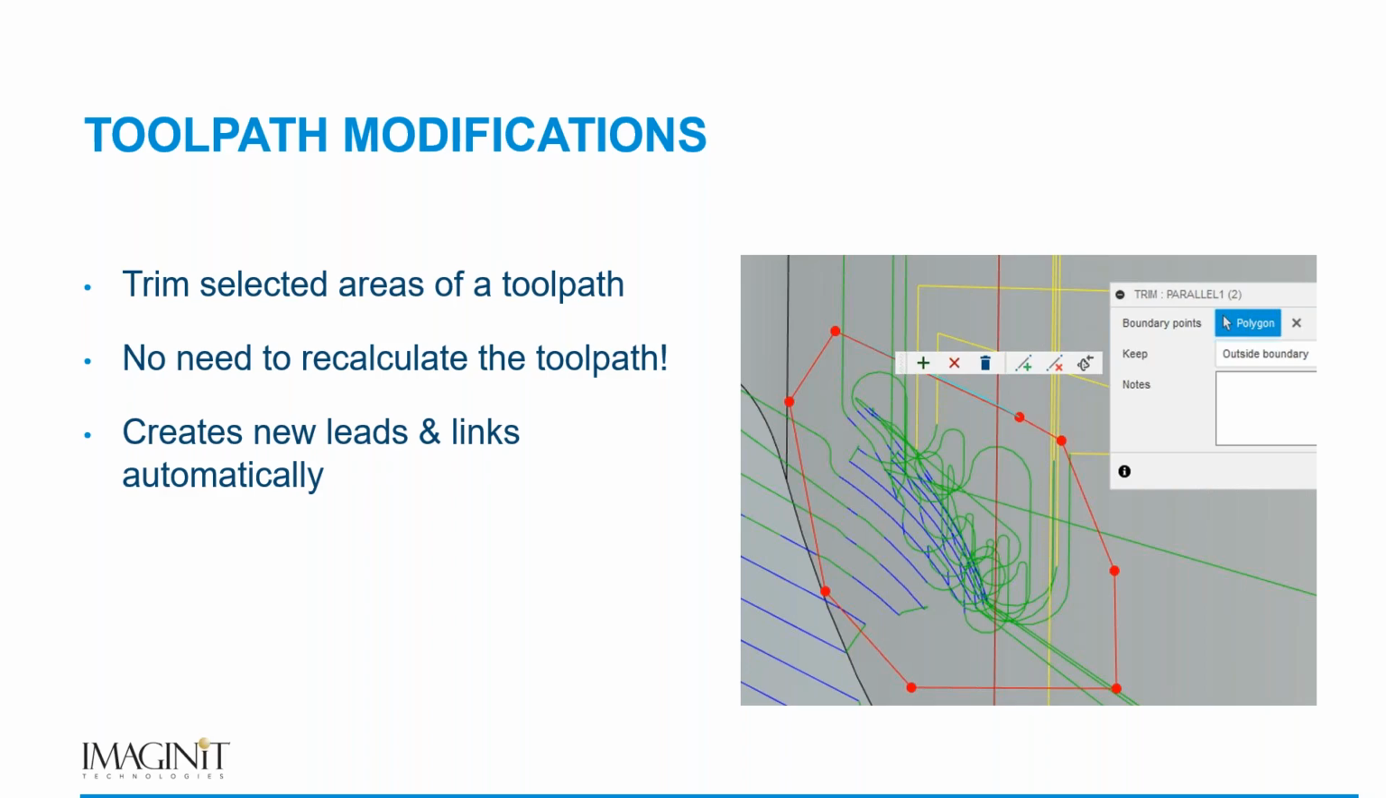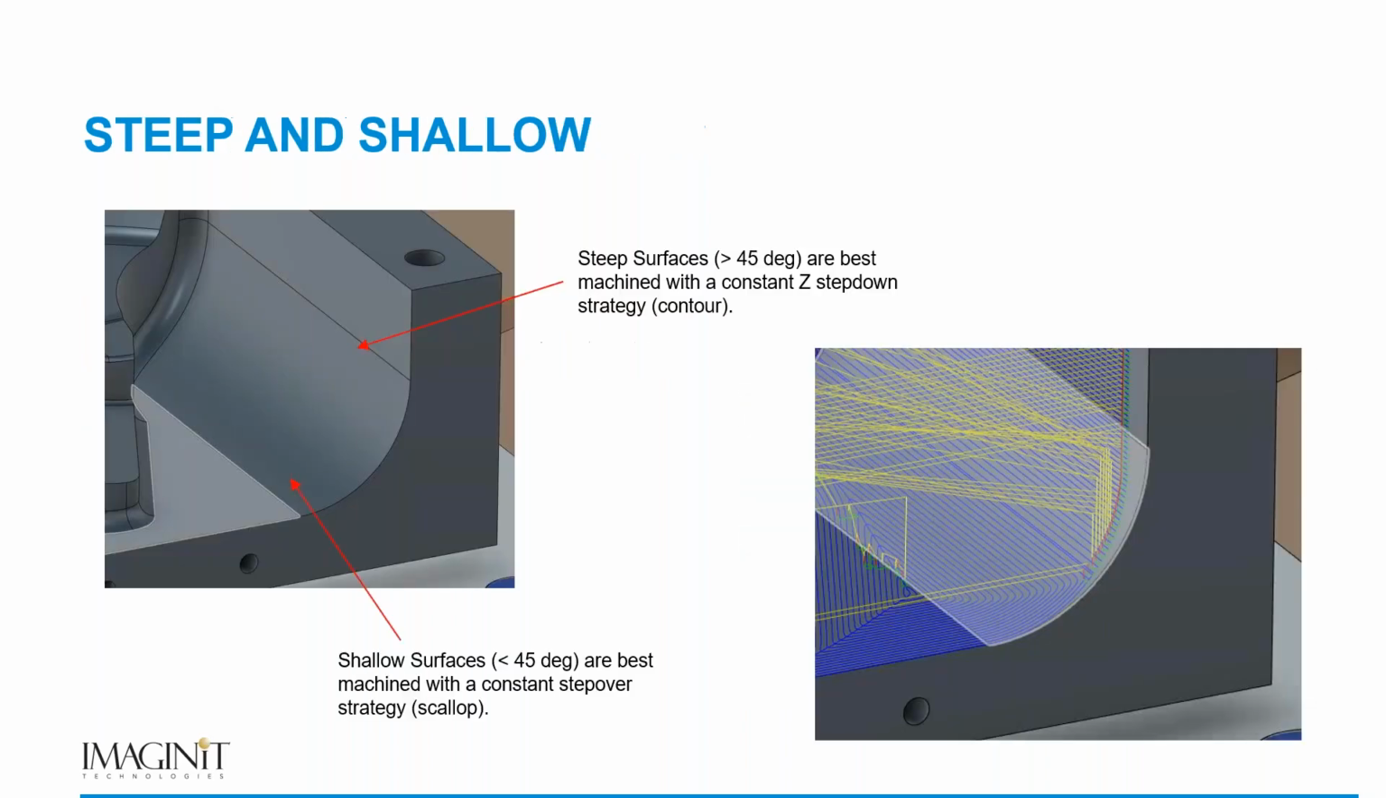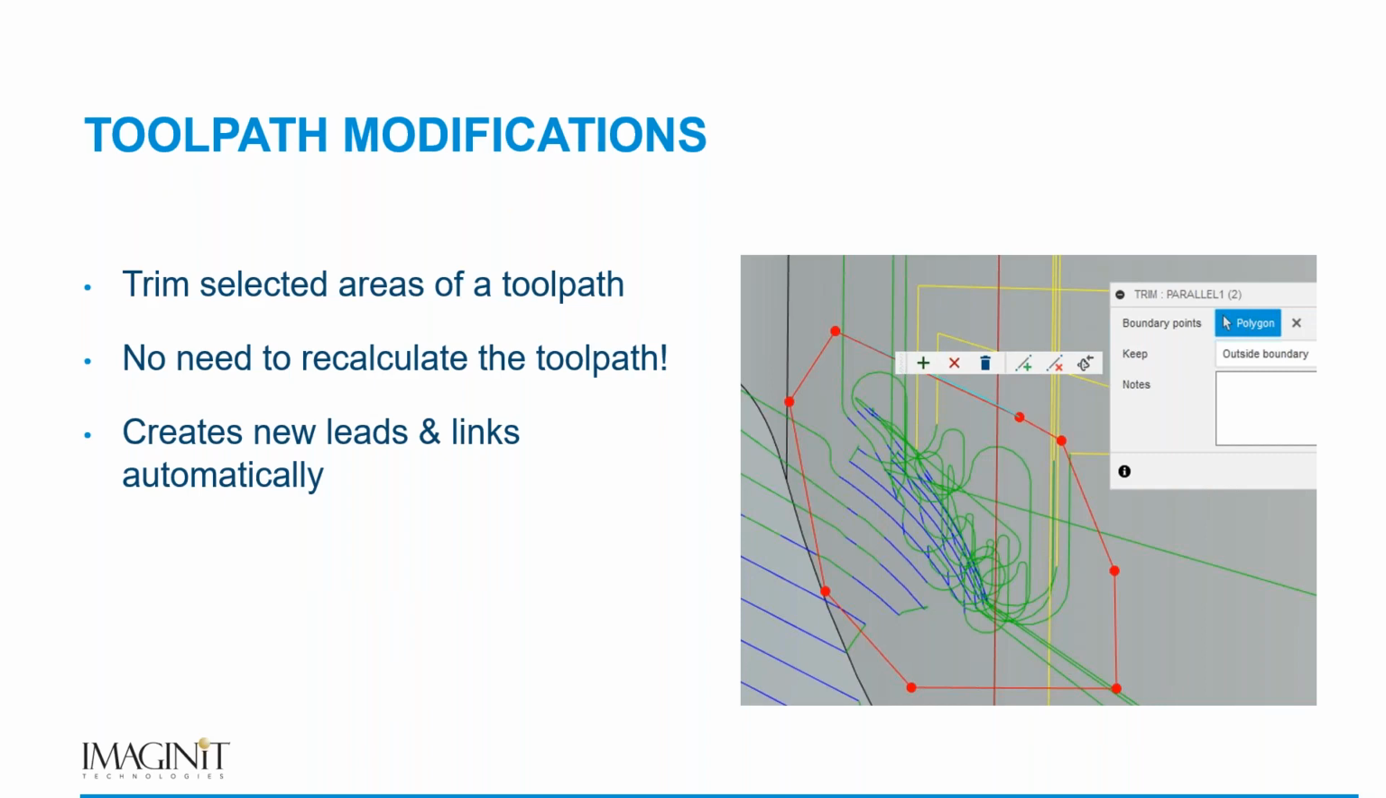And that's what trim toolpath allows you to do. You can just select the region you don't want and click trim. It removes those toolpaths and recalculates the rest of the toolpath to have a nice smooth transition from one point to the next. So it will create new leads and links for you, and you don't need to recalculate the rest of the toolpath. So really, if you do a lot of 3-axis surface finishing, complex surface parts, molds, dies, things like that, steep and shallow and trim toolpaths are extremely useful, and I think you get a lot of value out of those.